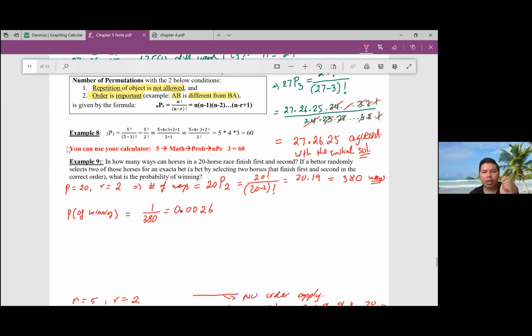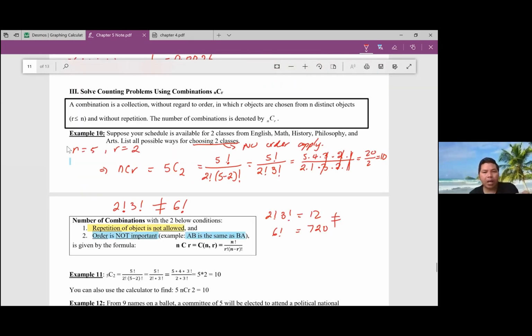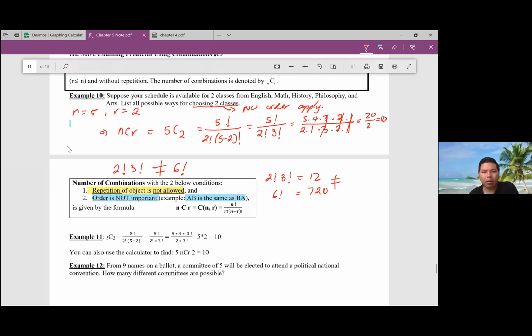When you look at combination, on the other hand, you can see here, I just said I want to choose 2 classes. There's no specific order, right? Do you guys see that difference? There you go. And that helps us a lot in using the formulas.